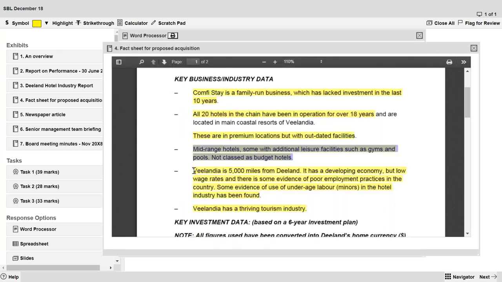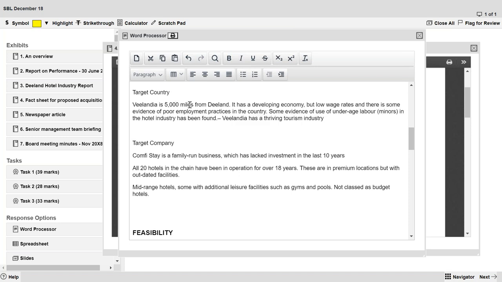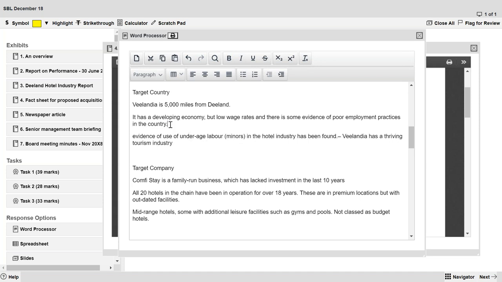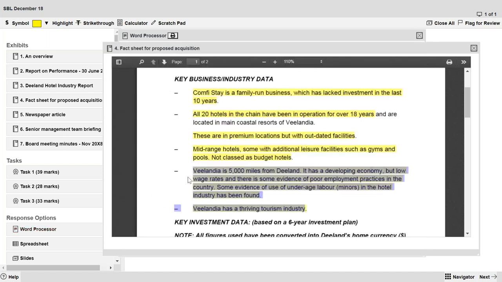Now Villandia, all this information about Villandia, I will copy and paste under target country. Villandia is 5,005. It has a developing economy. Okay, done. So manual students, you will just write here target country, and here you will select all this. You will say target company. Done.